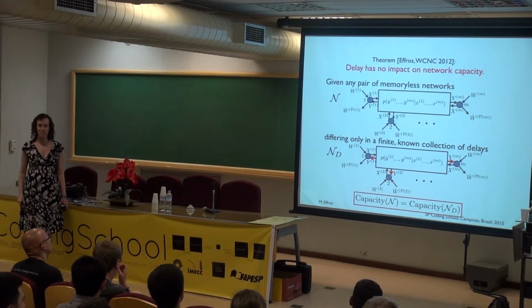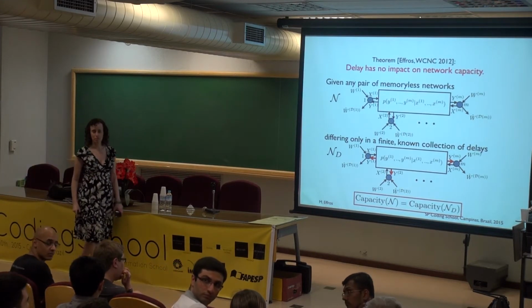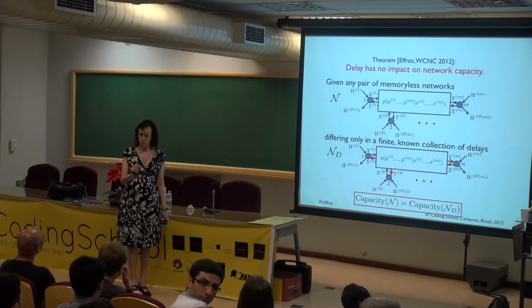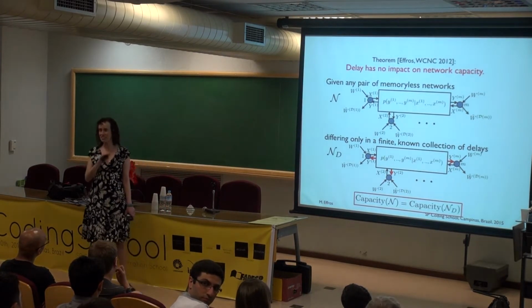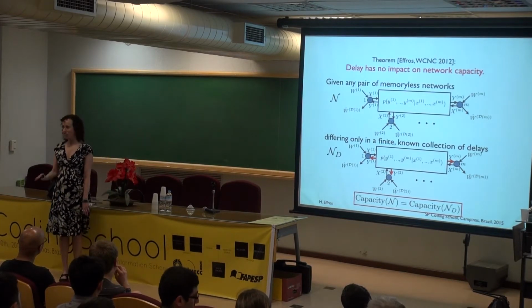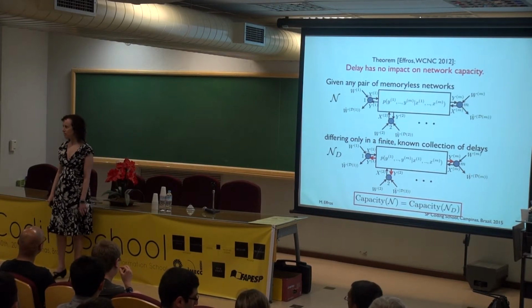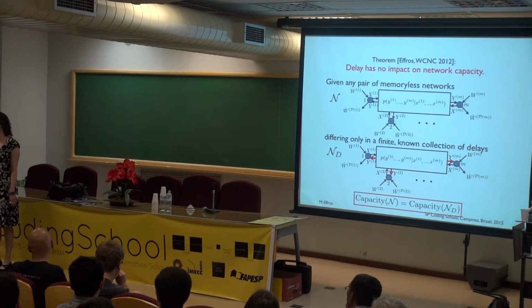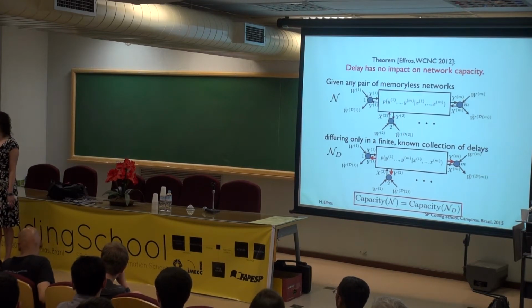Yes? So you assume that you know the exact amount of the delay? We assume that we know the delays, yes. We assume that we know the delays and that they're all finite. So we have to know those in advance, yes. They are bounded and finite. Since there are a finite number of receivers, bounded and finite will be the same.